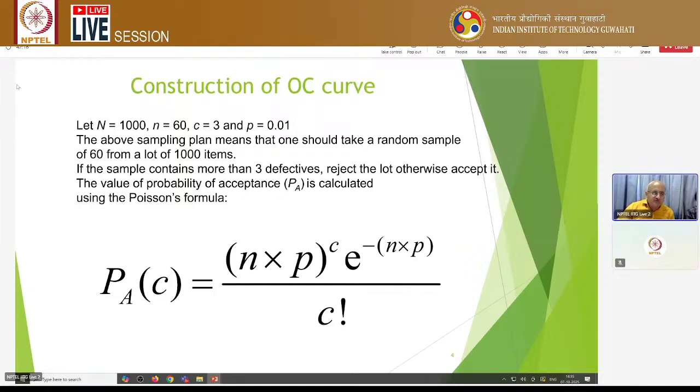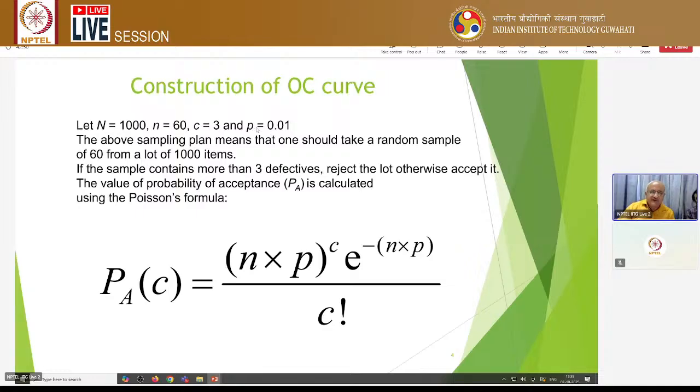So like I can have a run like this: we take N equal to 1000, and small n equal to 60. So the total lot is 1000, but I will not do the inspection of 1000 pieces, otherwise it will take too much time. So we will take those 60 samples and we will put, say, acceptance number 3. That means in 60, if I get a maximum of 3 defectives, then I can accept that. Beyond that, I reject it.